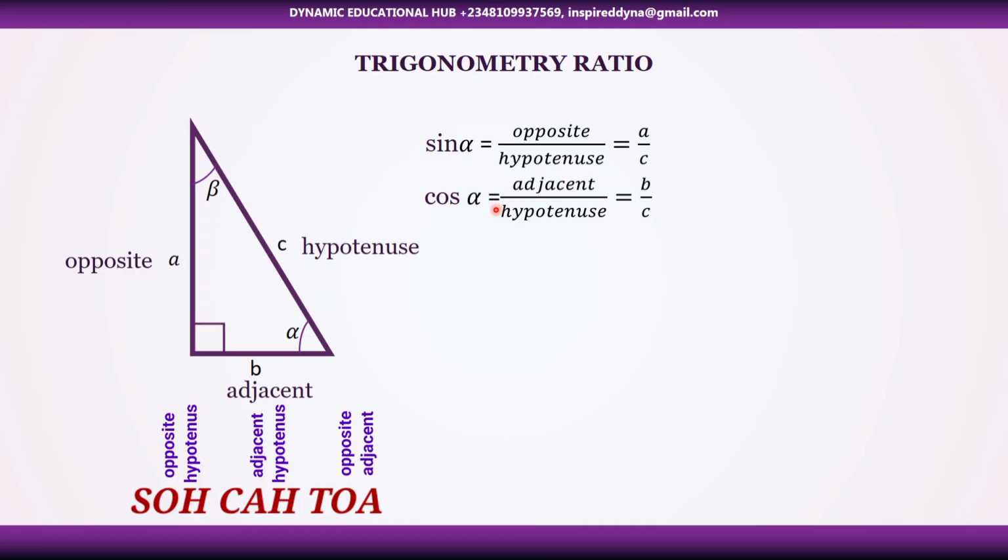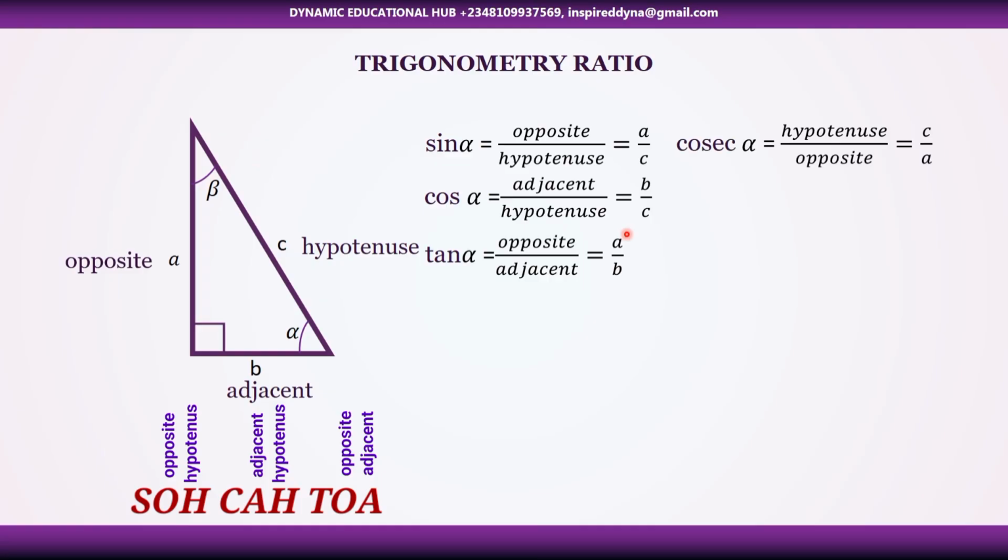Now cos alpha is adjacent over hypotenuse, so cos alpha will be B over C. The same thing goes with tan alpha. Tan alpha will be A over B. Just go ahead and look at your triangle to fix that.